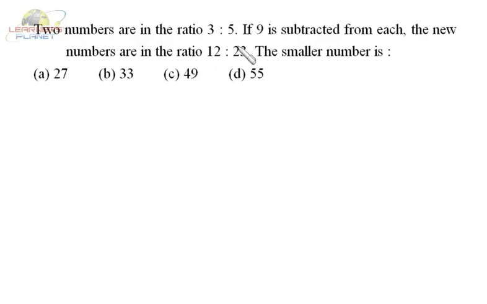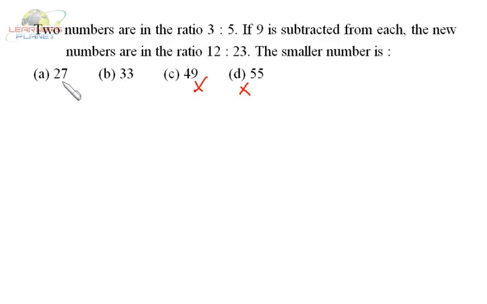Let's go by options. The numbers are in the ratio 3 is to 5. That means the smaller number must be a multiple of 3. So from the options we can eliminate 49 and 55 since both of them are not multiples of 3. Now let's say 27 or 33, any of them is the correct choice. Let's say 27 is the correct choice.